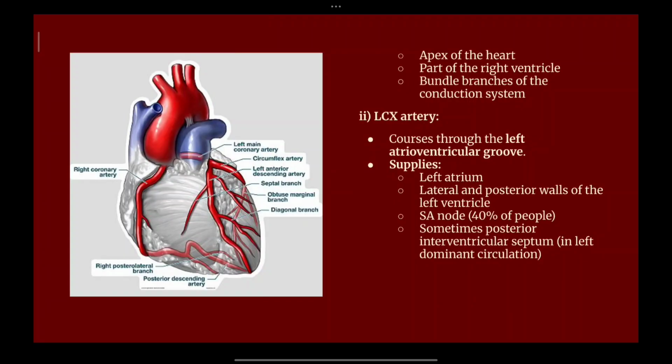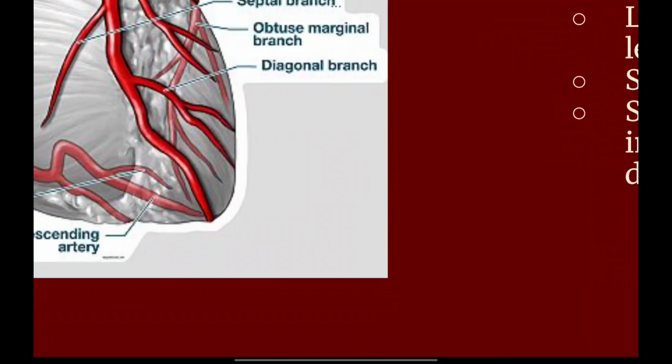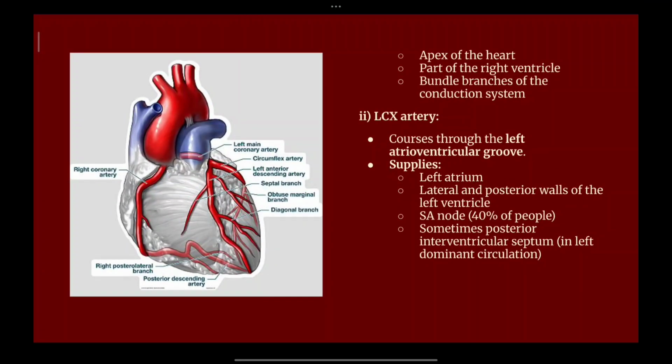The LAD also supplies blood to the apex, the tip of the heart, and part of the right ventricle, and the bundle branches of the conduction system also. The bundle branches, which include the bundle of His, are involved in the pumping of blood. The conduction system involved in the pumping of blood has its blood supply given by the left anterior descending artery.